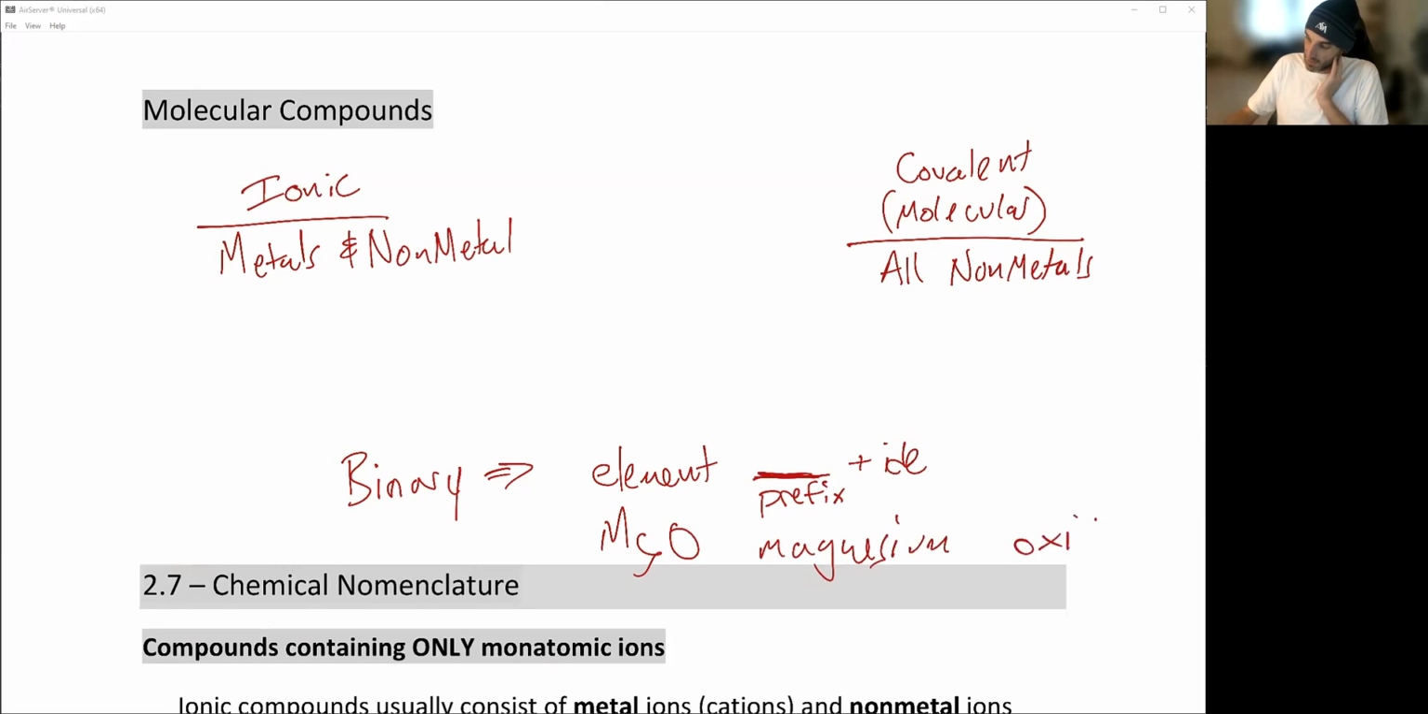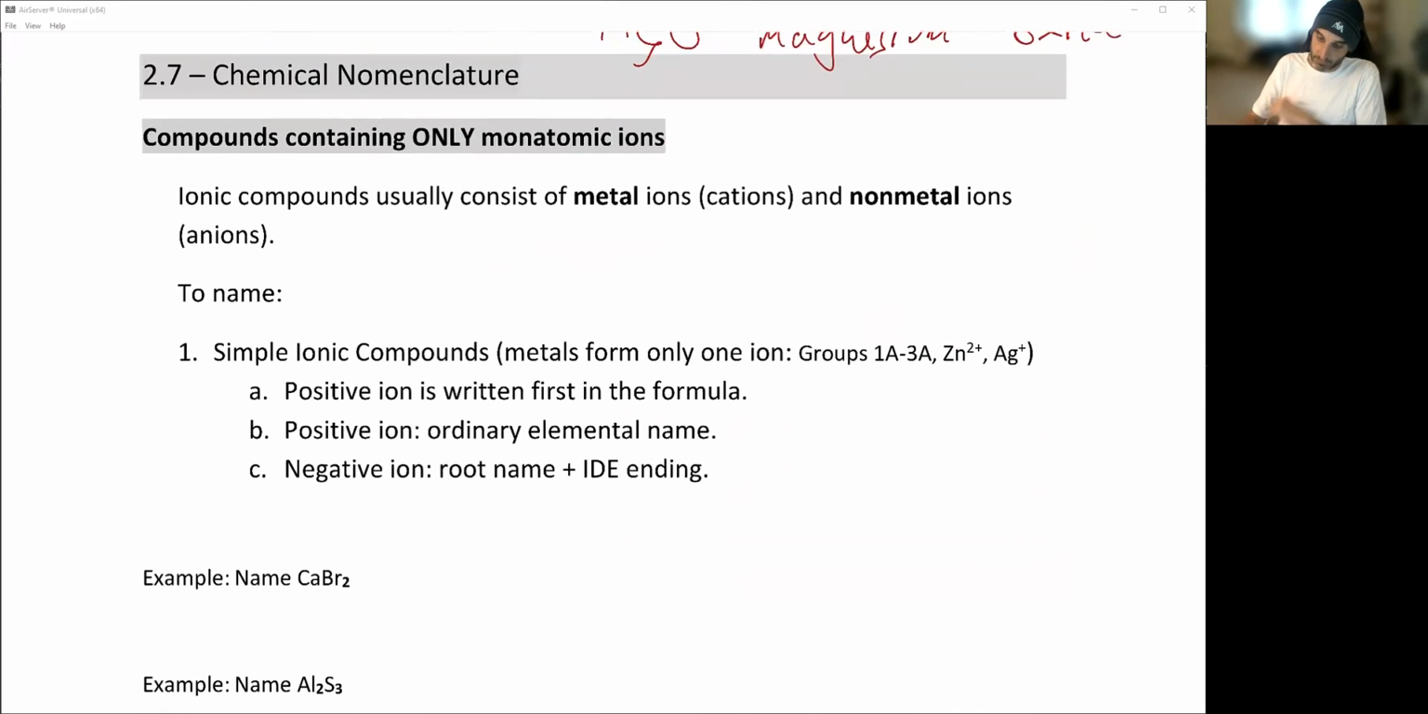As an example, if I see MgO, right away I'm writing magnesium, leaving some space, oxide. And then I go back and ask, is magnesium anything special? Is it a non-metal, or is oxide anything special? There are a couple of rules, but it's always going to start with that base. First one always keeps its name. Second one, again, this is binary, gets the IDE ending onto the prefix. All right, so let's do chemical nomenclature.